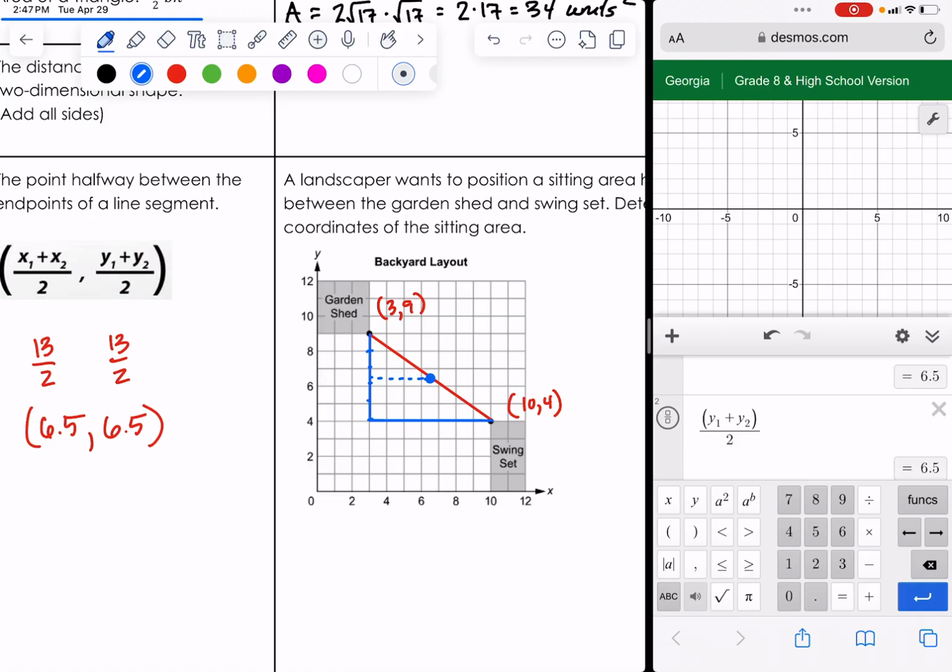You could have also done this down here at the bottom. We got 1, 2, 3, 4, 5, 6, 7. Half of 7 is 3.5. So I go 1, 2, 3.5. And that would have taken me up to the halfway point of our line, which is the midpoint.